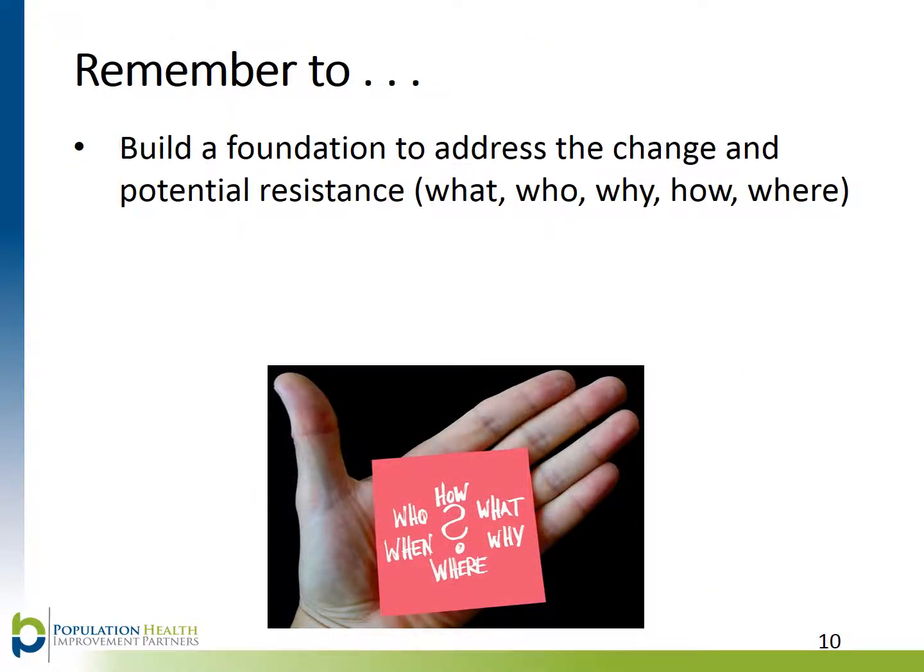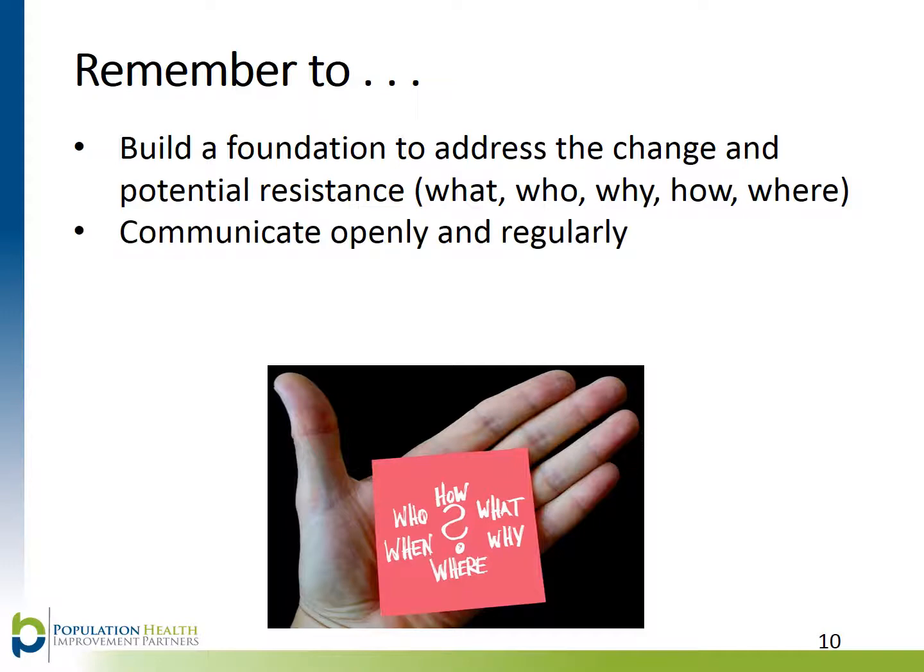Remember to build a foundation to address the change and potential resistance: what, who, why, how, and where. At the beginning of the initiative, employees need to know: what's the change? Explain it. Why the change? Who's affected by the change and who will manage the change? When and where will the change take place?